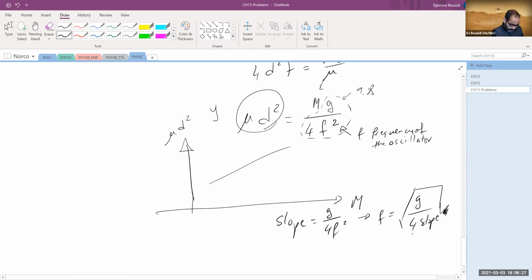And on the string, take g to be 9.8. They tell you to take g, the correct answer. Don't assume it's 10, okay? So they want to find an accurate value for this thing. So they tell you to take g to be 9.8 meter per second per second.